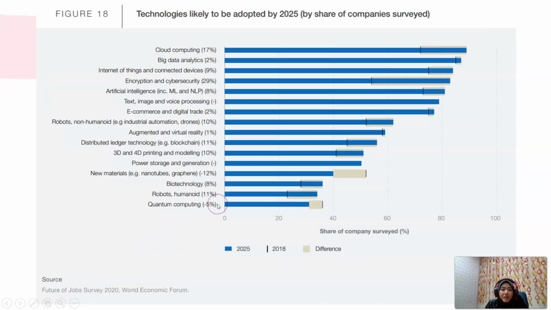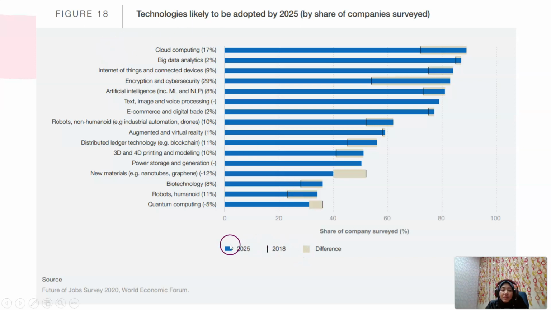Next, I want to share with you the technologies likely to be adopted by 2020. So you need to be ready for this, even though you are not in computer science or a technology-based area. I think you can have some of these skills, so try to find workshops or seminars related to your area in terms of technology.